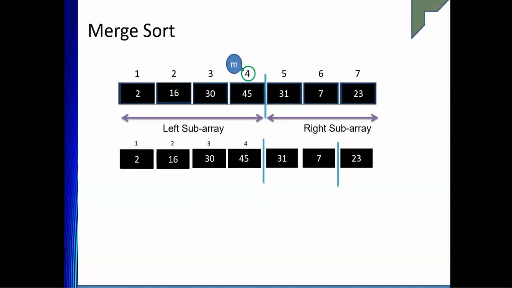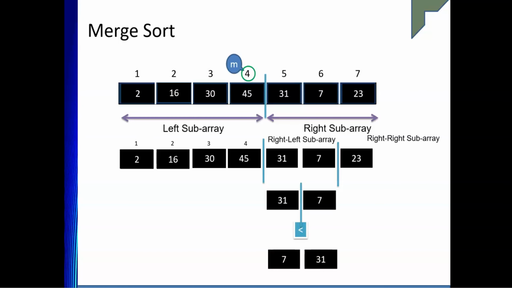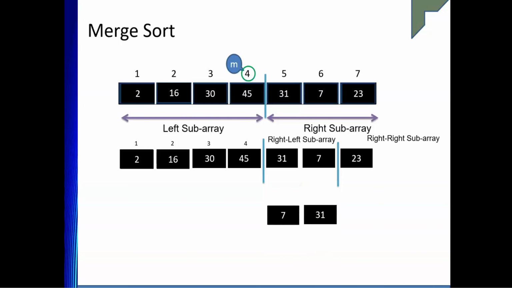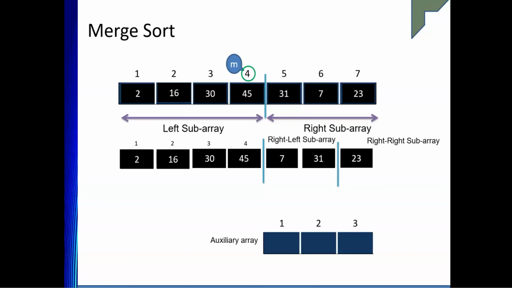So the right sub array again we'll have 31 and 7, so a right left sub array and a right right sub array. Similarly here also I will do the sorting. So I get 7 and 31. Then I will compare this with an auxiliary array. So 7, is 7 less than 23? Yes, done. Is 31 less than 23? No.